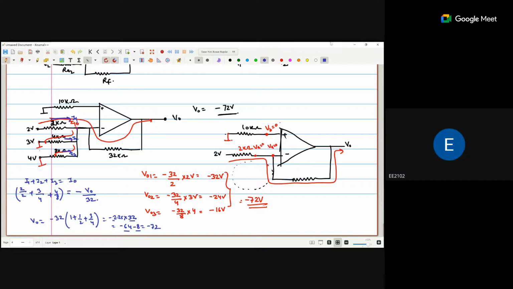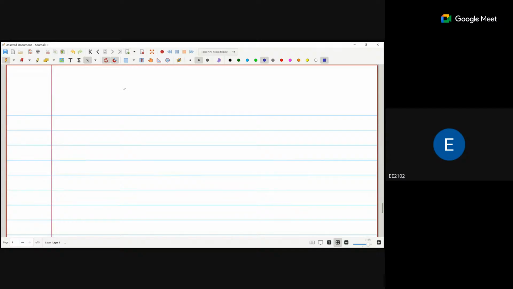Okay. Yes, sir. Now we can use this same thing. Now I connect a V1 of 4 volts at the positive terminal. Now 2 volts, and this is 4 volts, with 2 kilo ohm, 2 kilo ohm, 4 kilo ohm and 16 kilo ohm. Now calculate the V node.